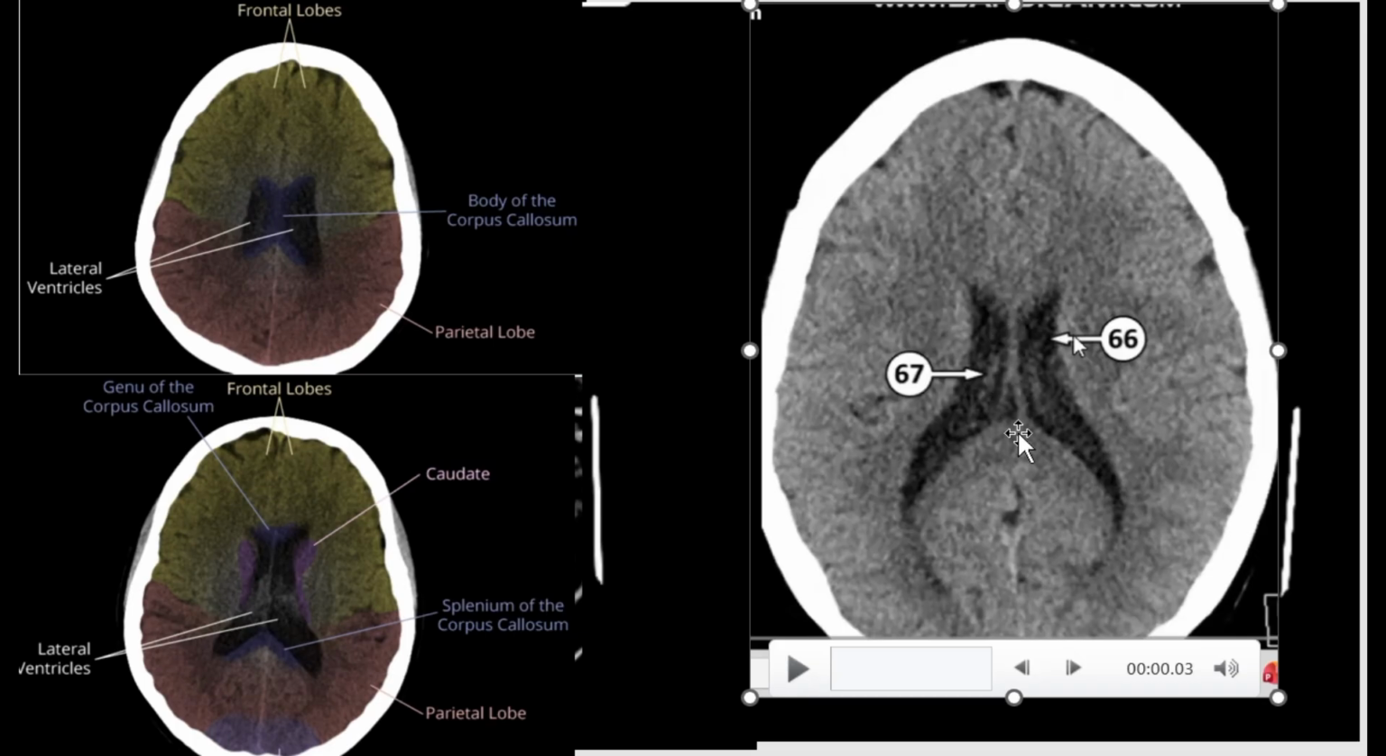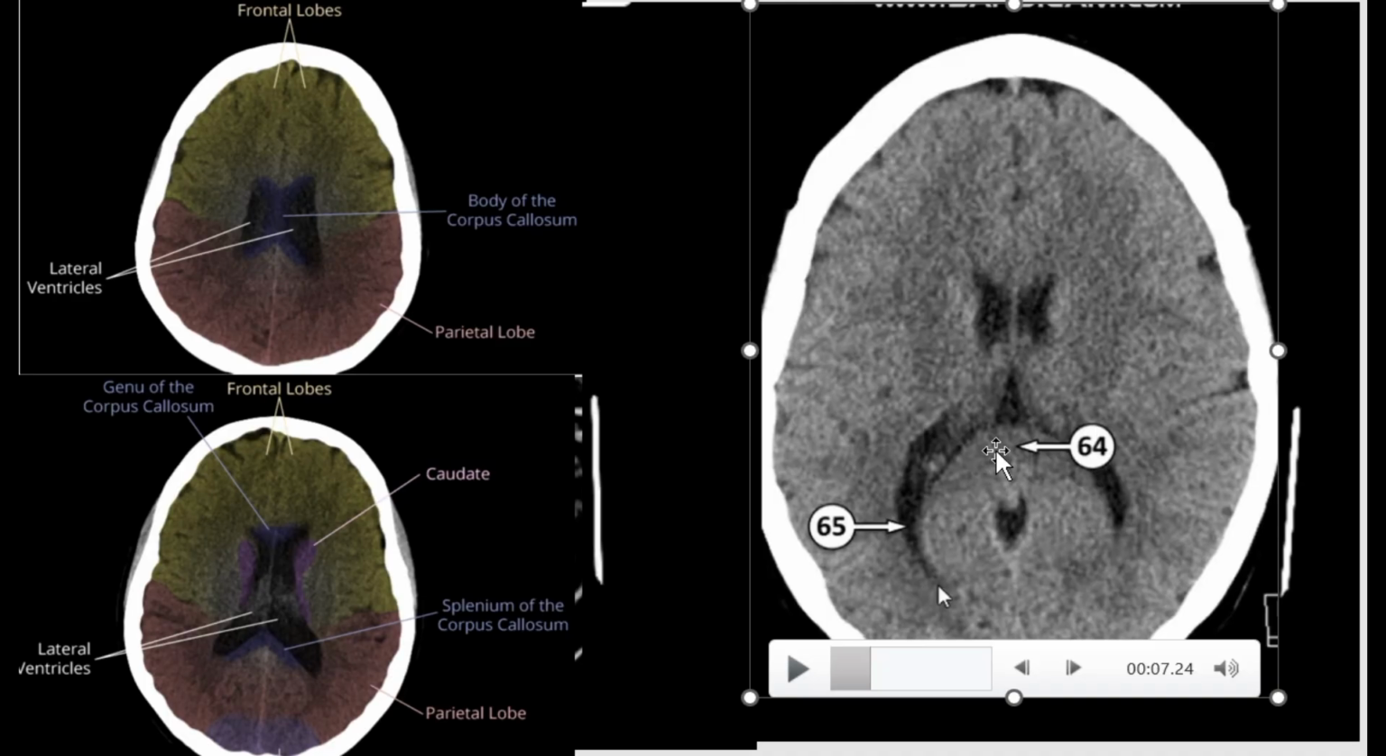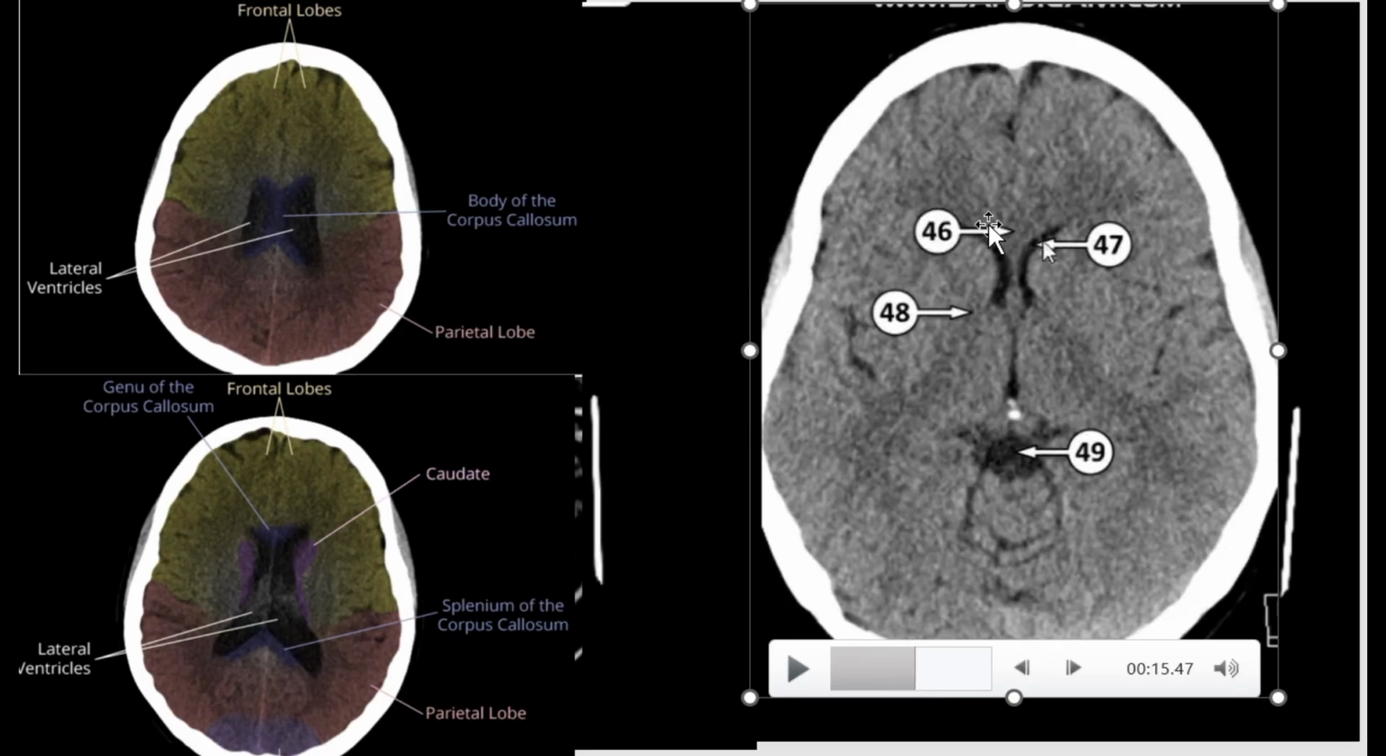So here, the body of the corpus callosum is seen at the level of the bodies of the lateral ventricles. And if you go down, this is the splenium of the corpus callosum seen posterior to the occipital horns of the lateral ventricle. And this is the genu of the corpus callosum seen anteriorly to the frontal horns of the lateral ventricle.